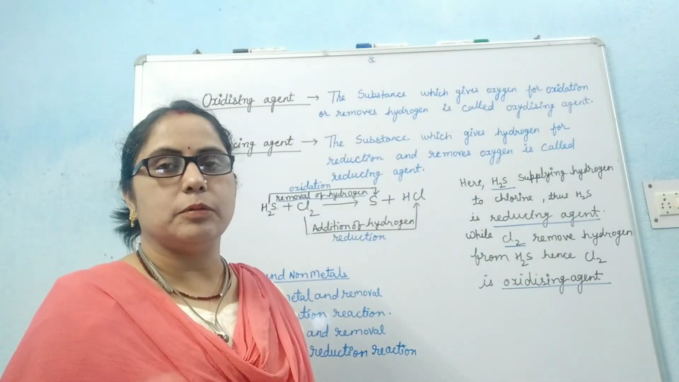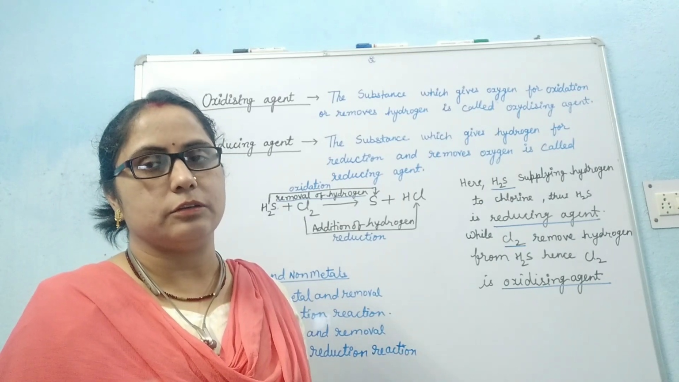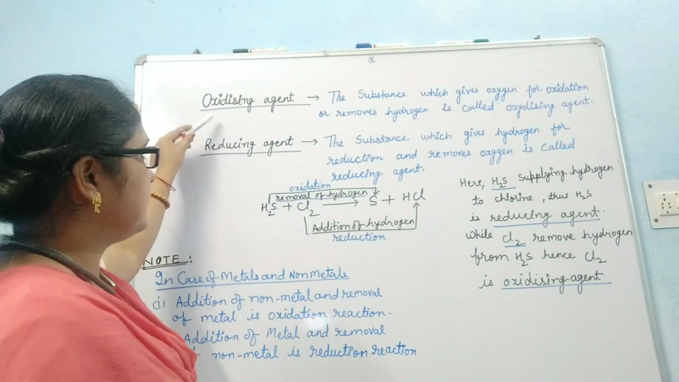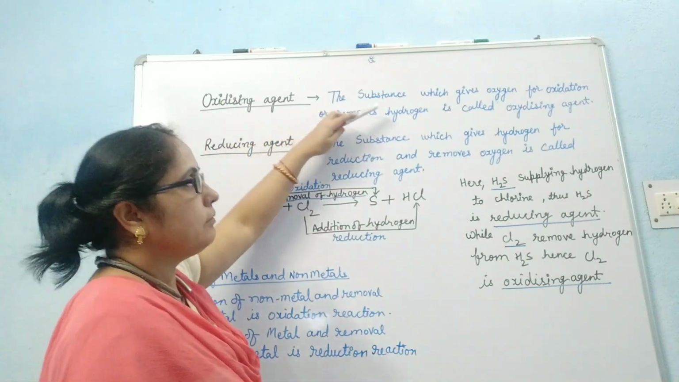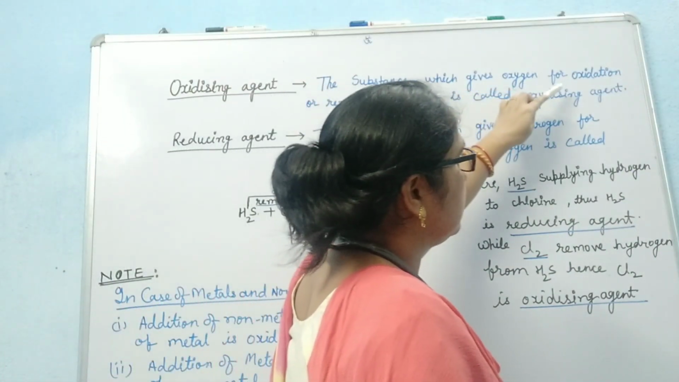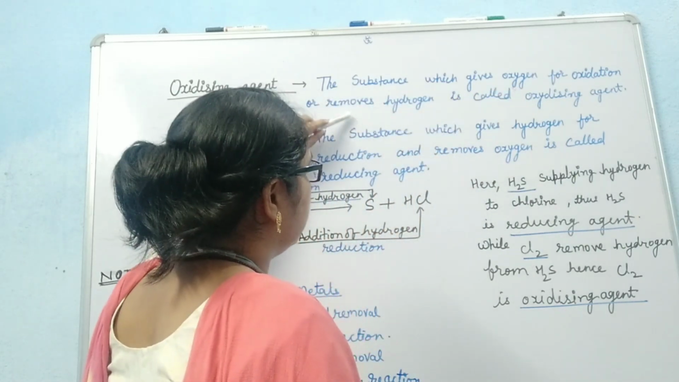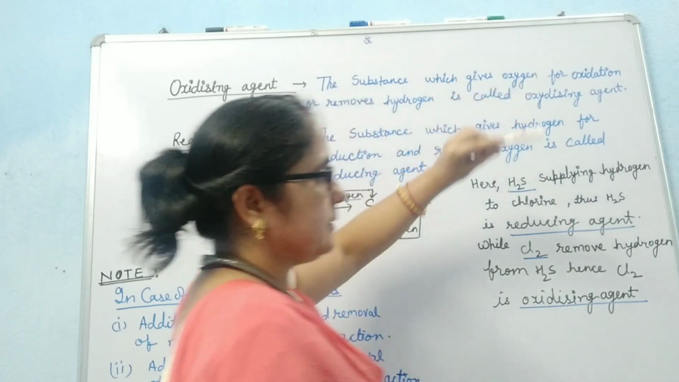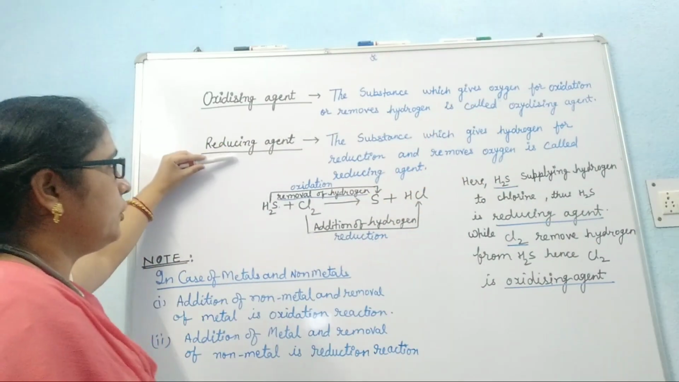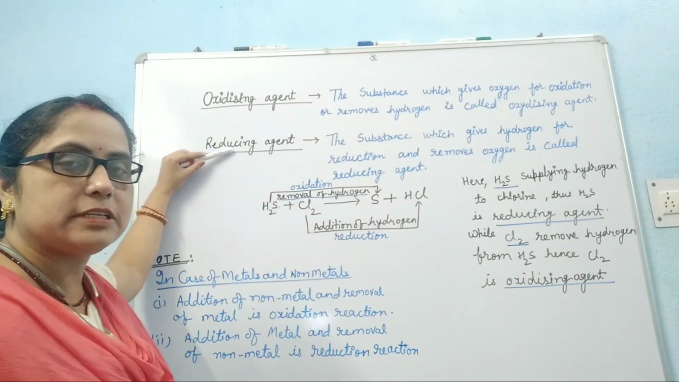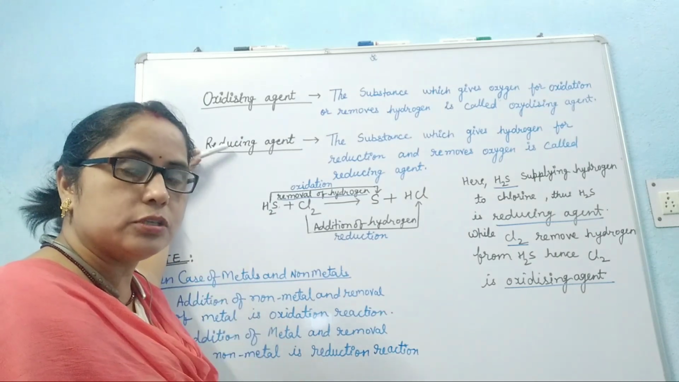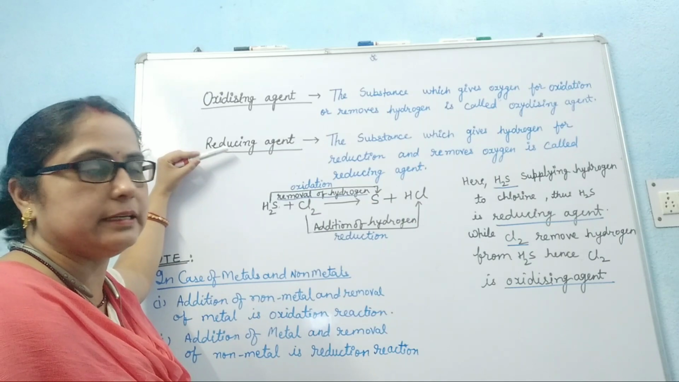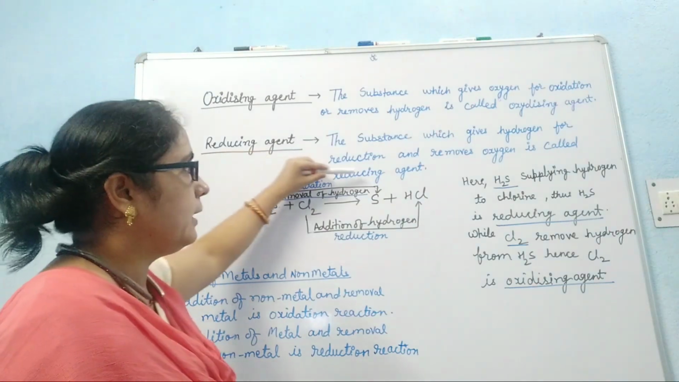Now we will discuss the oxidizing and reducing agent. What is called oxidizing and reducing agent? Oxidizing agent: the substance which gives oxygen for oxidation and removes hydrogen is called oxidizing agent. Similarly, reducing agent means the substance which gives hydrogen for reduction and removes oxygen is called reducing agent.